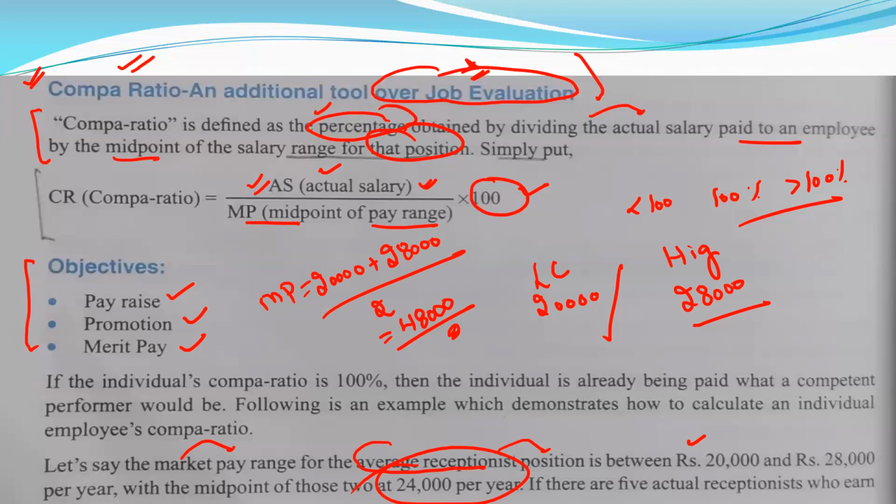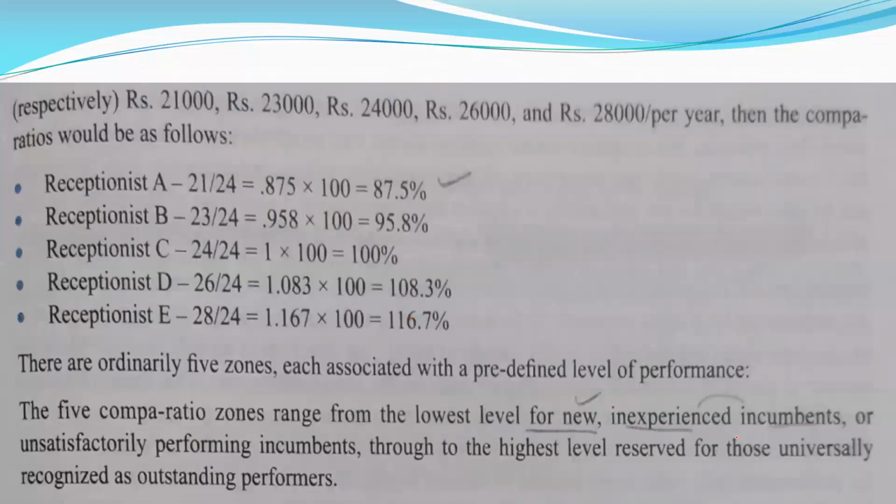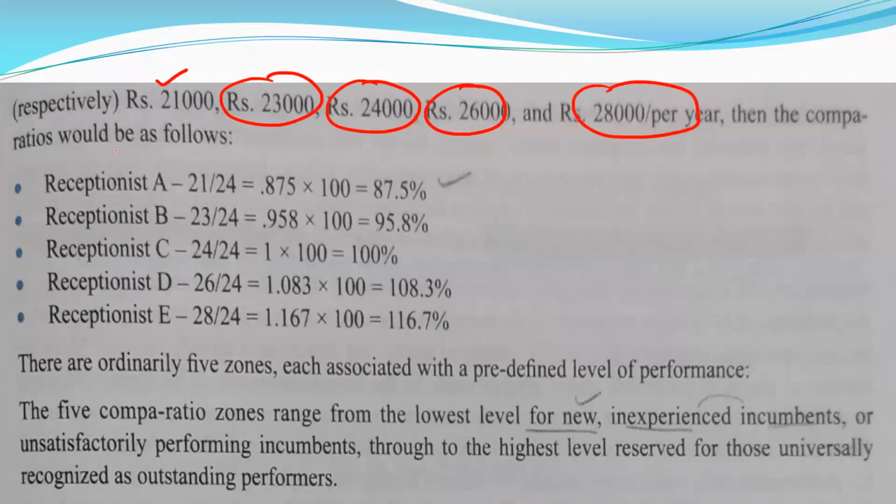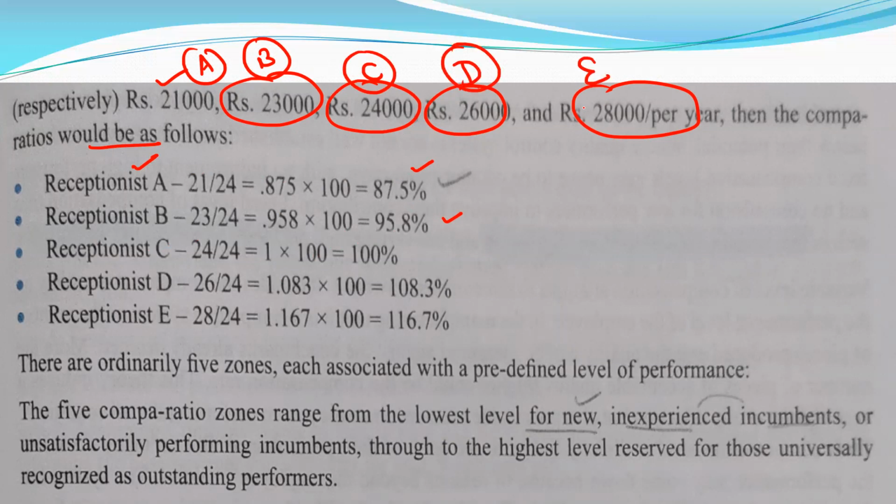Now we have to calculate Compa Ratio for 5 receptionists. If there are 5 actual receptionists who earn respective salaries of 21,000, 23,000, 24,000, 26,000 and 28,000 per year, then the Compa Ratio for receptionist A is 21,000 upon 24,000, which is 87.5%. For receptionist B, it is 95.8%. Receptionist C is 24 upon 24. This is A, B, C, D, E. Hope all the points are clear to all of you.